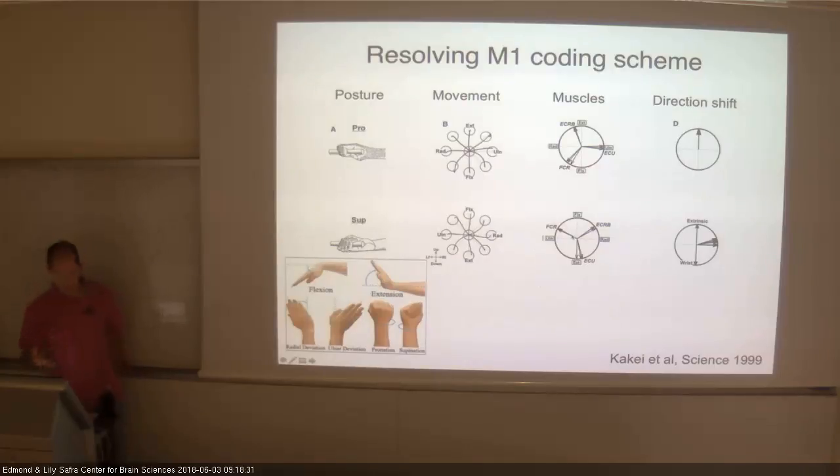So they did this task, and the question is, how will the cells in the motor cortex respond in this kind of task? We have 3 different hypotheses: movement in world coordinates, in which case we expect no change in the preferred direction of the cell; movement in muscle coordinates, where we expect around 90 degrees change; and movement in joint coordinates, where we would expect 180 degrees change in direction.